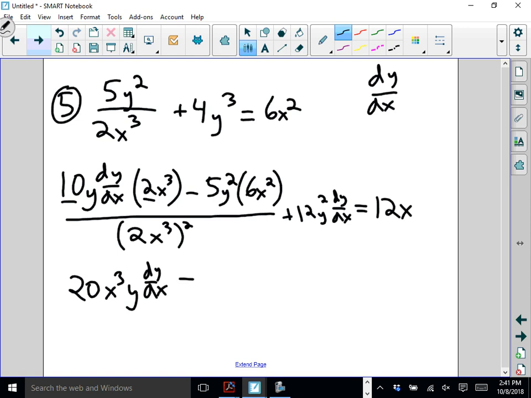I know that this whole sign is going to be minus over here. I'm going to multiply my 6 and my 5 and get 30. Then I'm going to put x squared first, then y squared second. You don't have to do it that way. It's just the way I like to do it to keep myself organized. And that's all divided by 2x cubed squared.